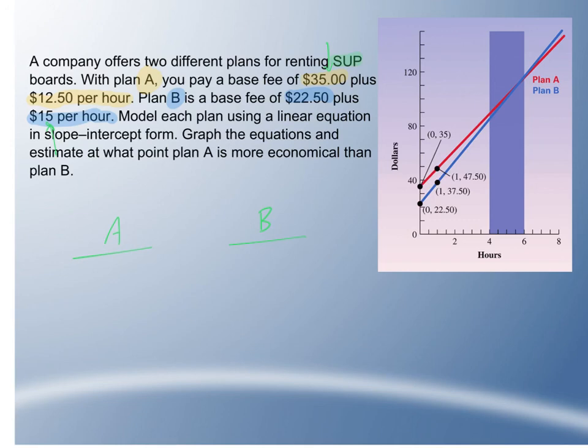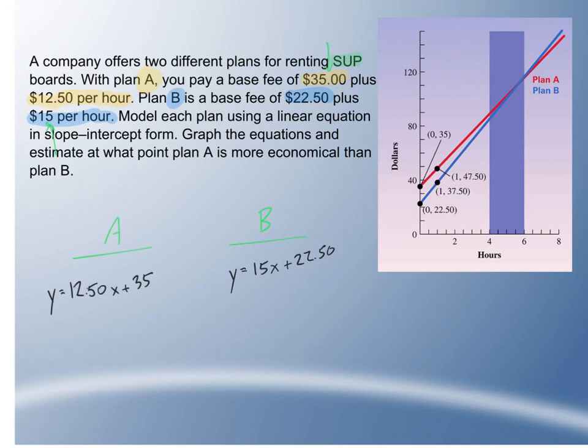And then the $12.50 an hour or $15 an hour, that's the amount you pay once, twice, depending on how long you rent the board for. That's the slope. That's the up $12.50 over 1 hour, up $12.50 over 1 hour, etc. So to write these linear equations, y equals 12.50x plus $35 has a higher starting point but a lower hourly rate. And for Plan B, y equals $15 per hour plus $22.50, a lower starting cost, but a little bit more per hour.